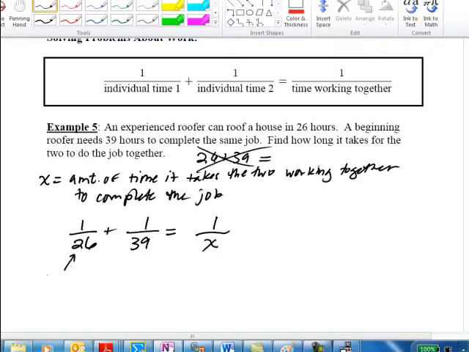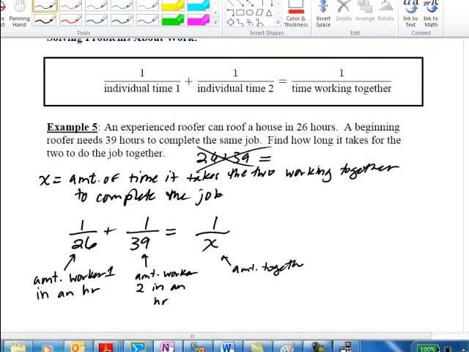So this is the amount for worker 1 in an hour. This is the amount for worker 2 in an hour. And this is the amount together in an hour. So we're switching the focus from time to the portion of the task completed. That's why we're looking at the reciprocals.